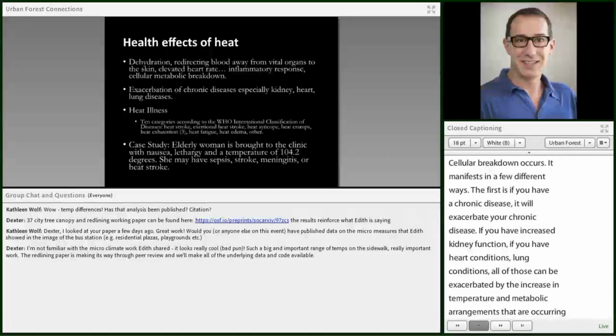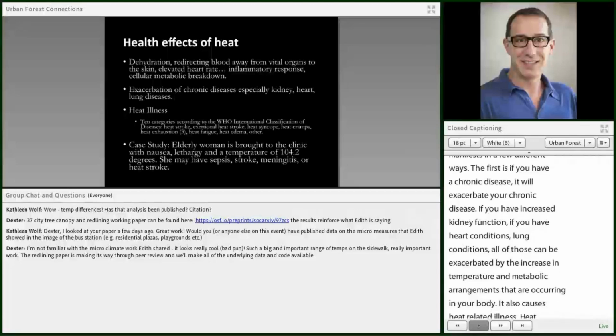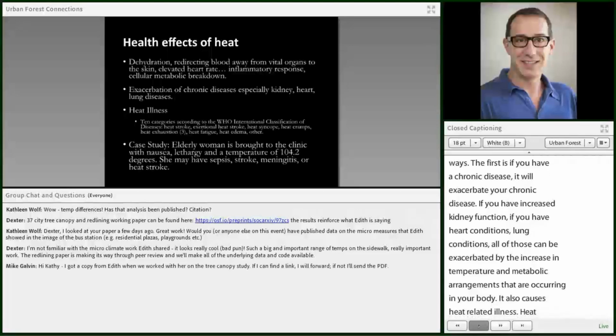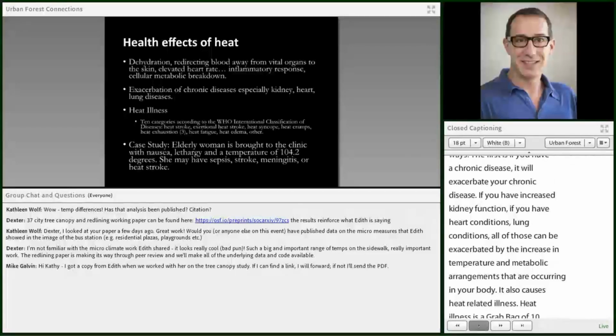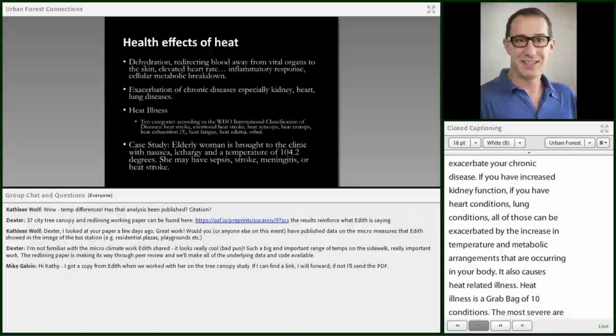heat-related illnesses. And heat illness is a grab bag of 10 conditions. And the most severe are heat stroke. But there are milder forms such as cramps, heat cramps, or heat edema.